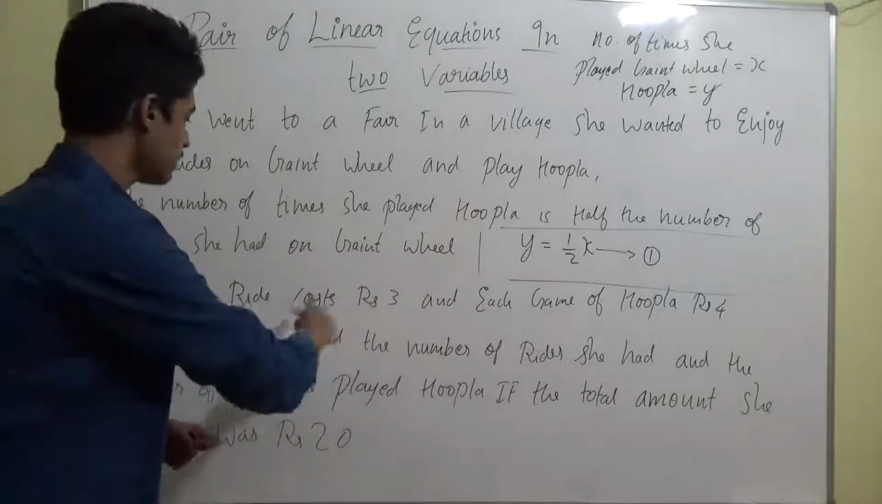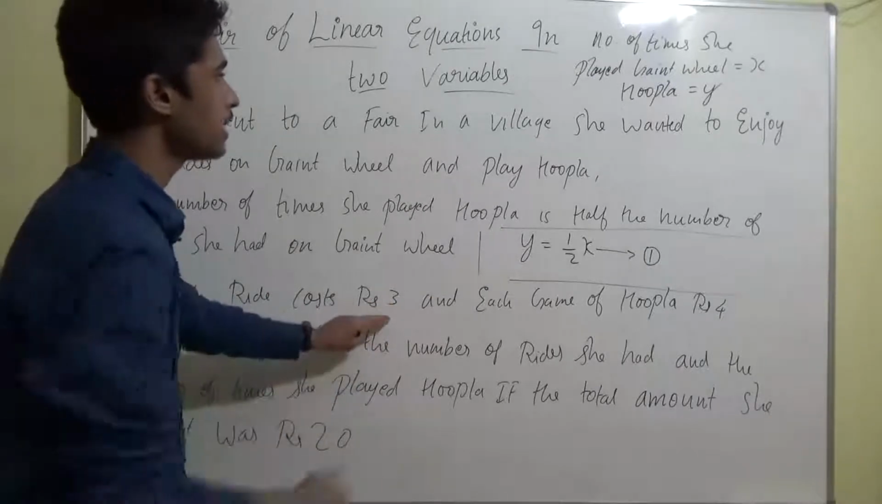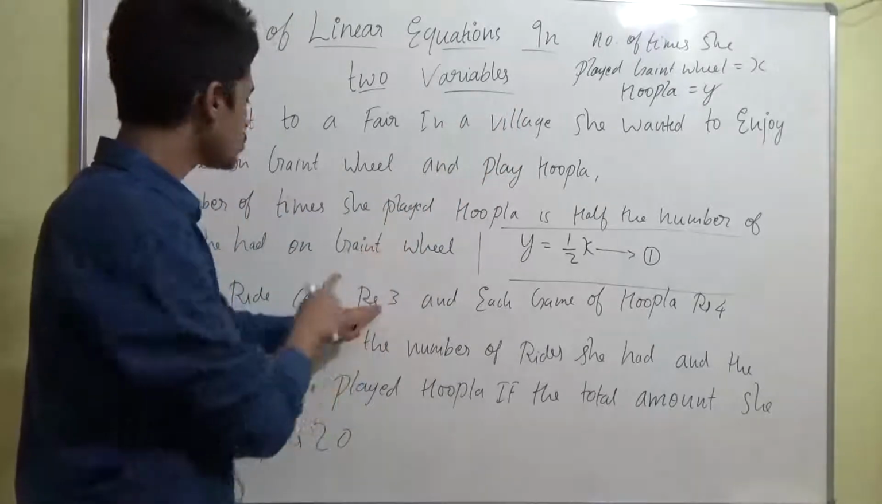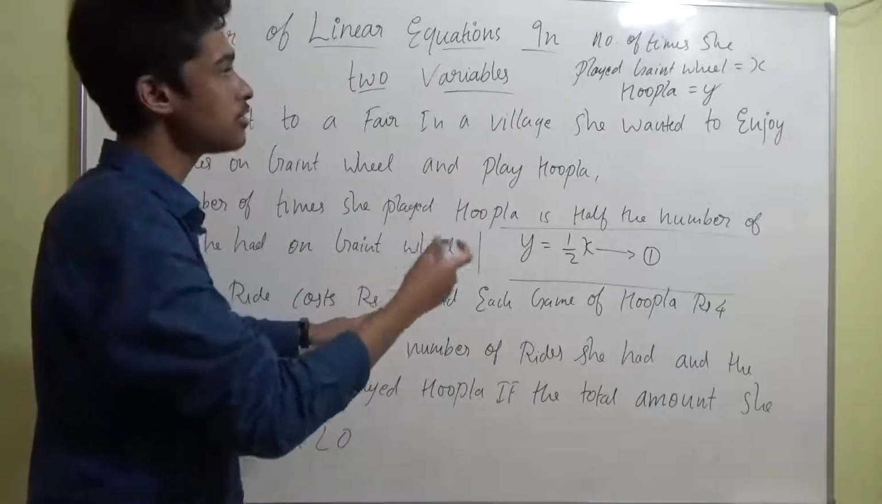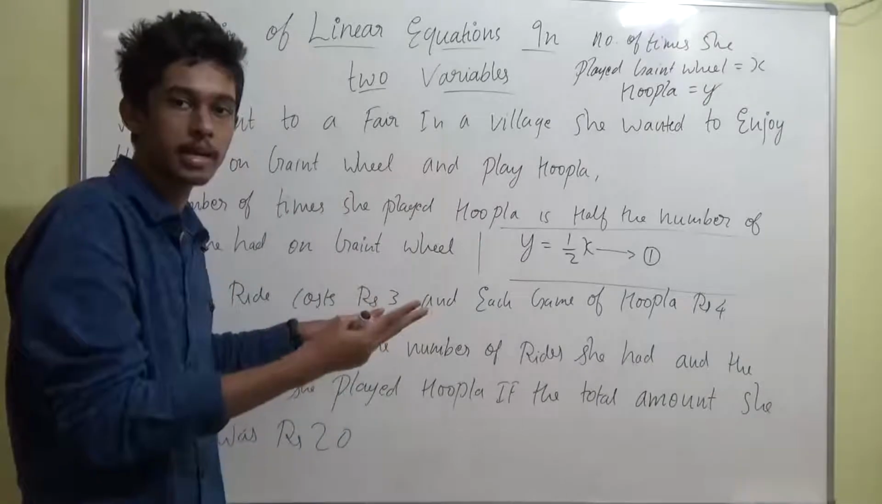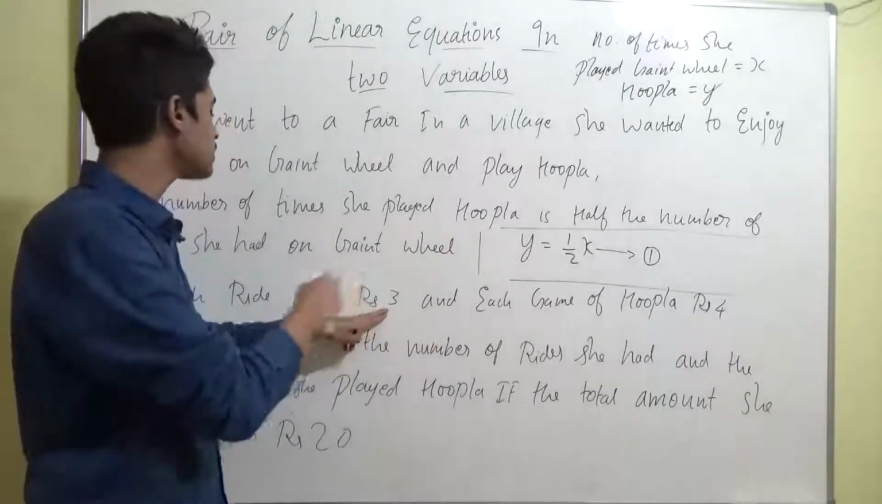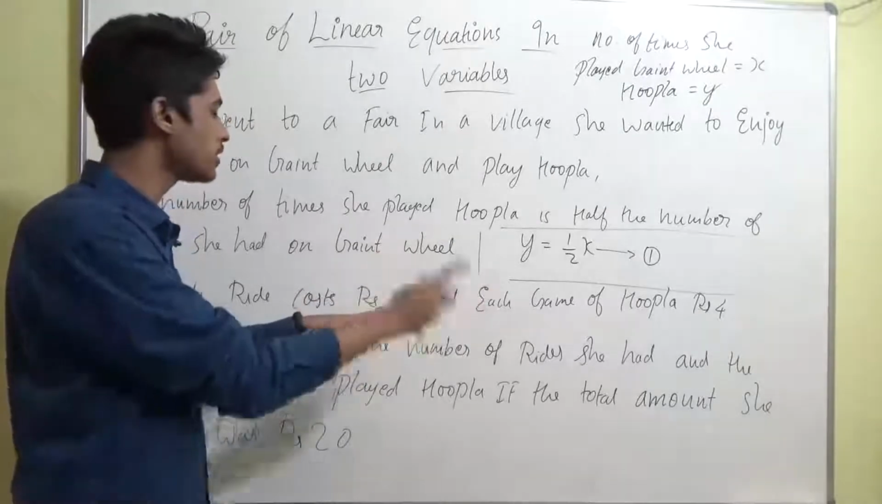Now they're telling us the ride cost rupees 3, right? What variable are we given for the ride, the giant wheel? We have given it as x. It costs rupees 3. For example, if she plays the ride 2 times, it's going to cost her 2 into 3, right? If she plays the ride 3 times, it's going to cost her 3 into 3.